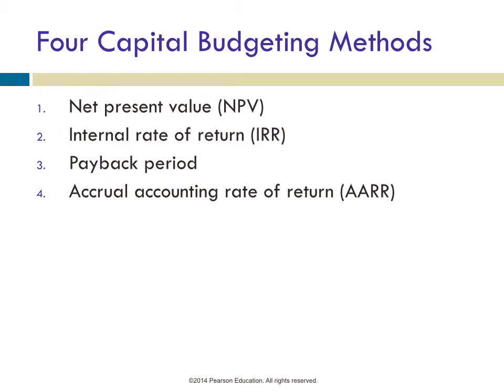So these are 4 different ways that you can look at capital budgeting and decide. These are basically ways of looking at investments and determining which investment is predicted to be the most profitable. We've got net present value, internal rate of return, payback period. I would say those 3 are the most commonly used, and then accrual accounting rate of return. And we'll talk about those individually.